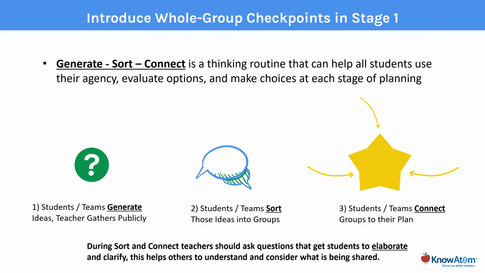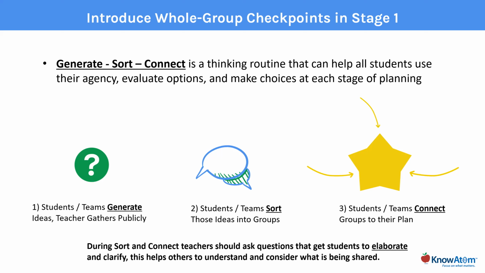So how do you introduce the idea of a whole group checkpoint at stage 1? What I would do is I would introduce a thinking routine. I would use the generate, sort, connect thinking routine. And the way that works is it gets students making choices. It gets them seeing that they have power to create things and to share them, and to share things that are meaningful, and that connecting with other people's thinking. It helps them to evaluate other options that they didn't think about, because they're going to hear and see what other kids have come up with.